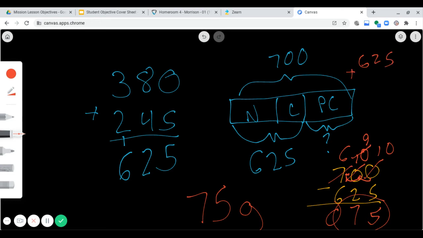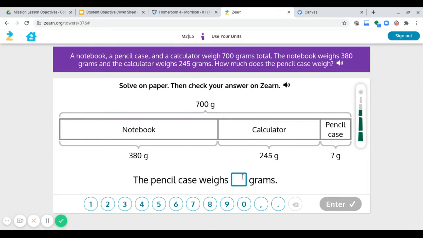625 plus 75. Let's see. 5 plus 5 is 10. Carry the 1. 2 plus 7 is 9. Plus 1 is 10. Carry the 1. 6 plus 1 is 7. 700. So I know I did it right there because I checked by doing addition. So this first one should be 75 for the pencil case.